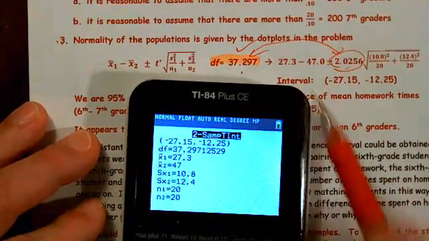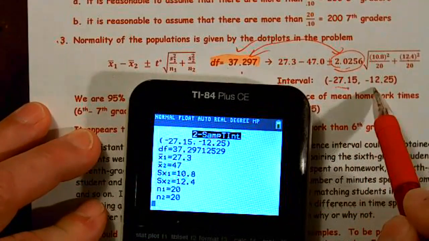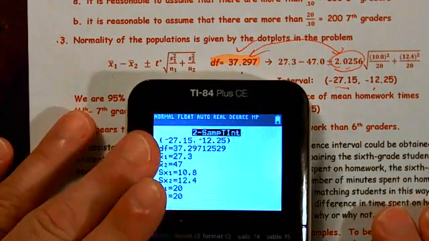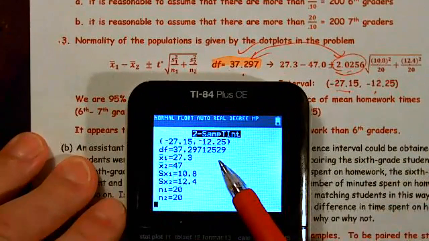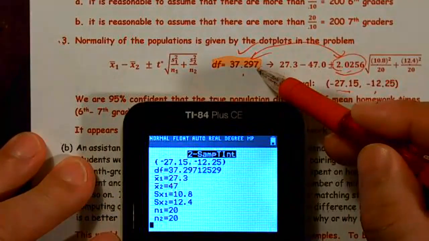interval down because I'm going to need it. Negative 27.15 and negative 12.25. And by the way, you might have done seventh graders minus sixth graders, in which case you're going to get the same values, but it's going to be positive. That's perfectly acceptable, 100% good. All right? So there's my degrees of freedom. I need to write that down because we need to use that later on.